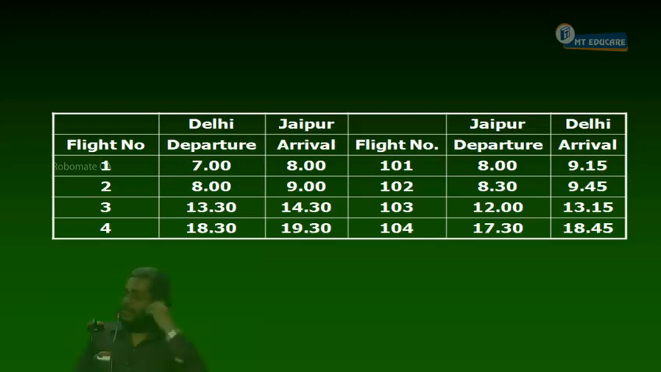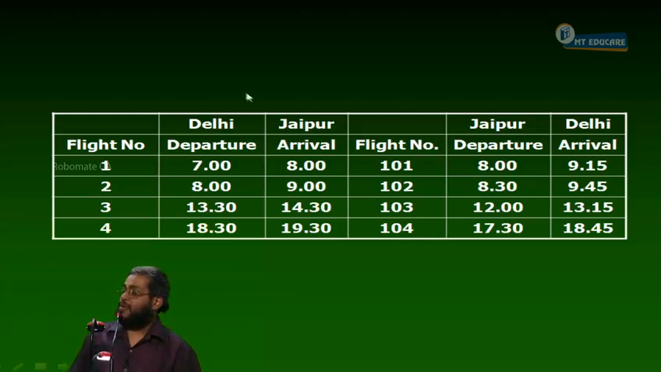Can I proceed? Now, suppose I pair flight 1 and 102. He goes to Jaipur in flight 1 at what time? 8 o'clock. He will return from 102 at what time? 8:30. Can he catch today's 8:30 flight or tomorrow's? Why tomorrow? A 5 hours gap should be there, they said, no? It should be tomorrow's 8:30. Today's 8 o'clock to tomorrow 8:30. What is the time here? 24 and a half hours.